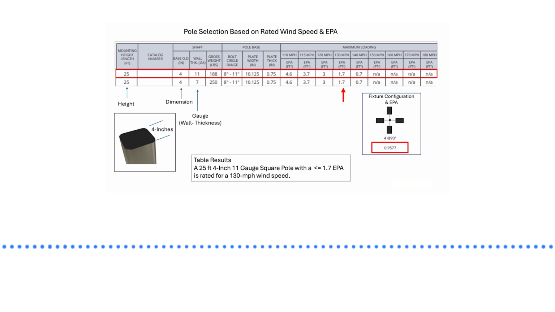Lower is thicker. They basically have a table which correlates all this information: the EPA, the height, the gauge, and the diameter, and then you pick out the SKU of the pole that gives you the protection based on the max wind rating. So there's no calculation. You just take a look at the table, and then you can select the pole that meets the max wind requirement.